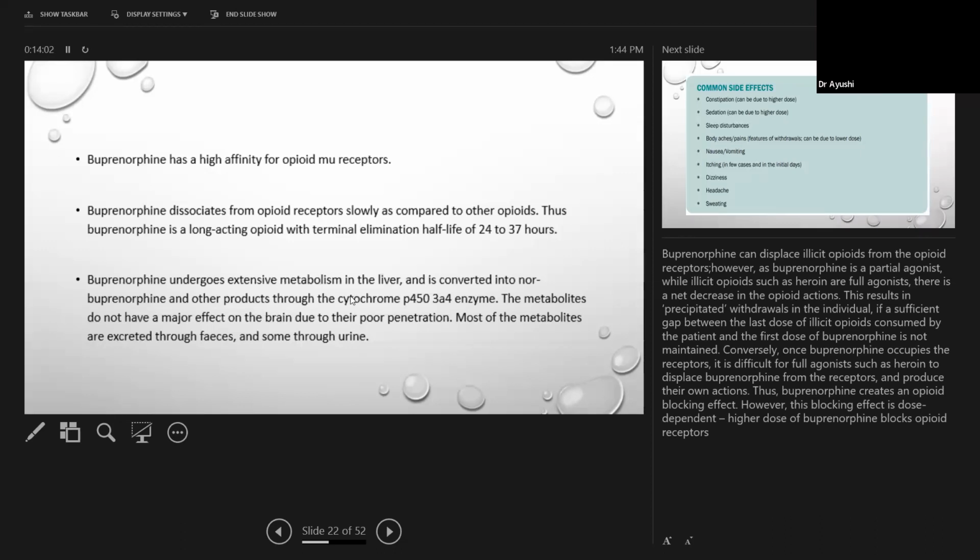Buprenorphine undergoes extensive metabolism in the liver and is converted into norbuprenorphine and other products through the cytochrome P450-3A4 enzyme. The metabolites do not have any major effect on the brain due to poor penetration. Most of the metabolites are excreted through feces and some through urine.